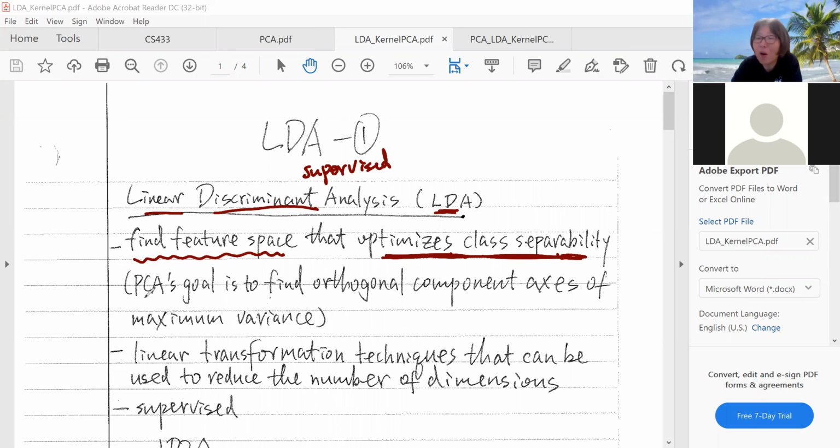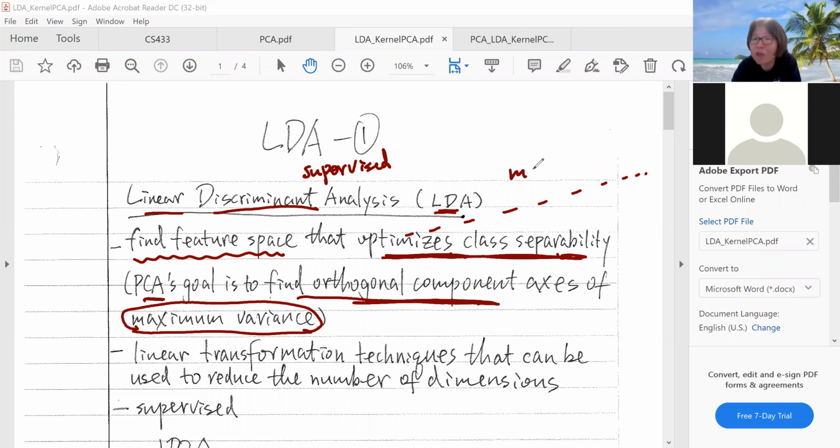Be careful, the goal is different between PCA and LDA. LDA is to optimize class separability. PCA is what? Find the orthogonal components. Those orthogonal components are going to maximize the variance. Maximize variance means what? You find the most spread out.